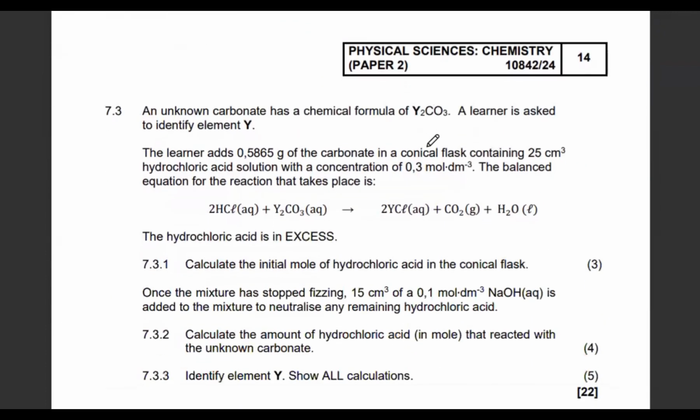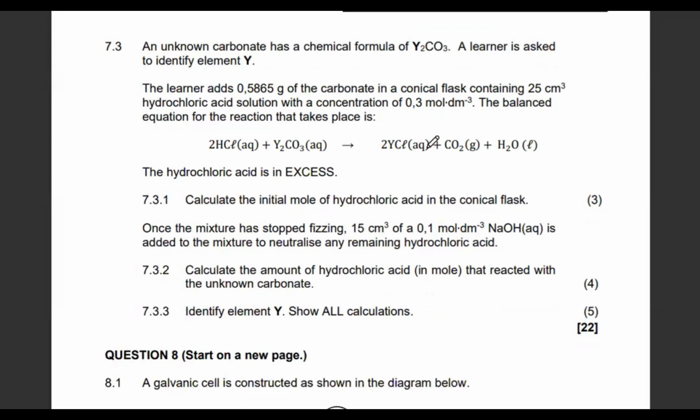Saying that 7.3, they're saying that an unknown carbonate has a chemical formula of Y. A learner is asked to identify element Y. So we want to identify element Y. So what is element Y? We need to do the calculation and then find out.